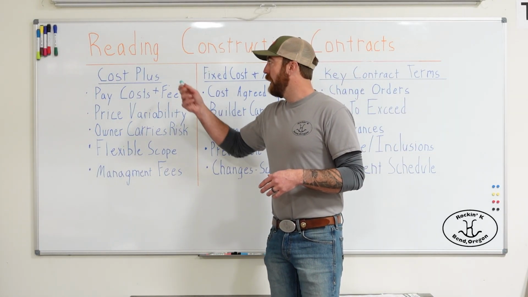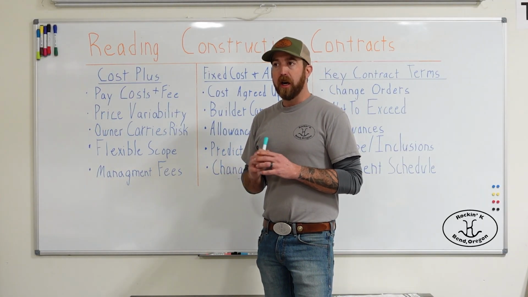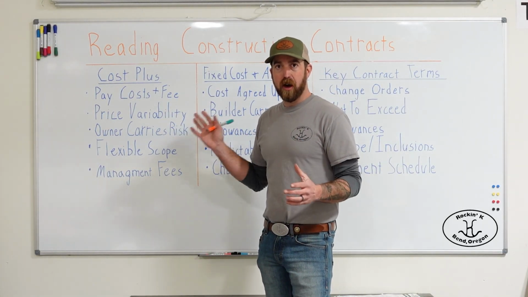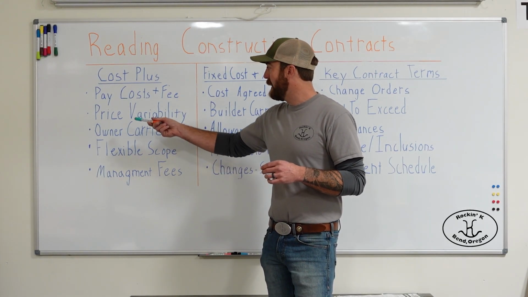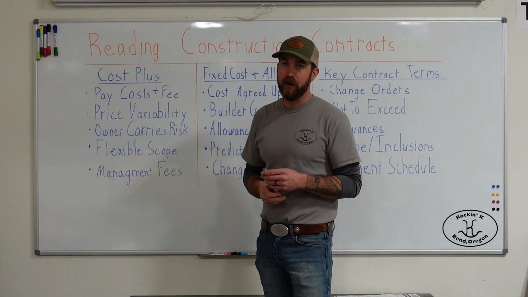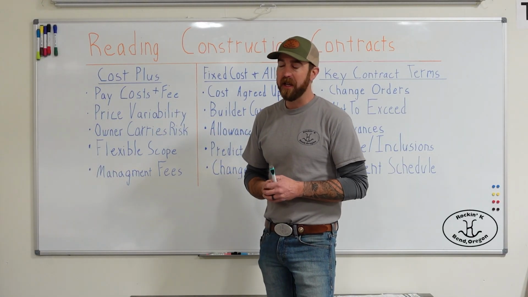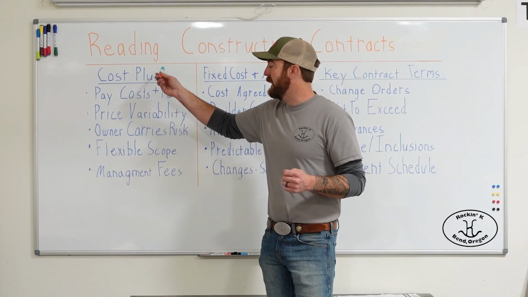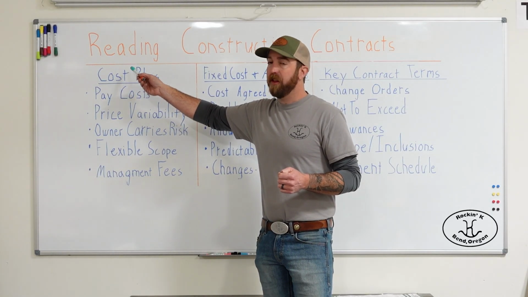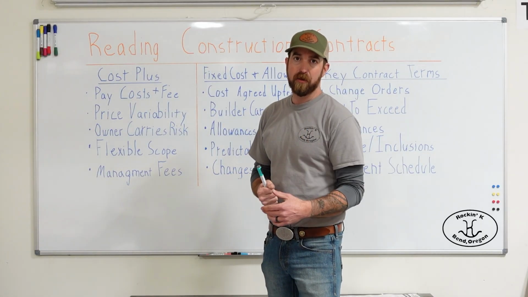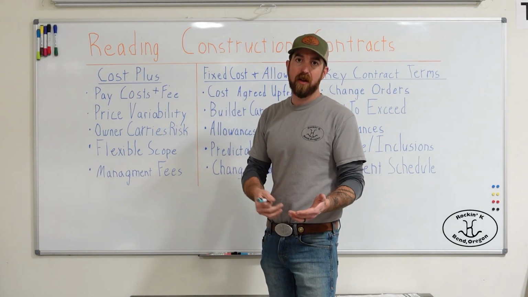So we'll start off on the cost plus side. I would say overall, there's pros and cons to both of them, but cost plus definitely puts more risk on the homeowner. I would say it's got a lot greater price variability. The way it works essentially is much like the name sounds: you pay the cost to subcontractors, to material suppliers, to all those things, plus the fee to the builder.